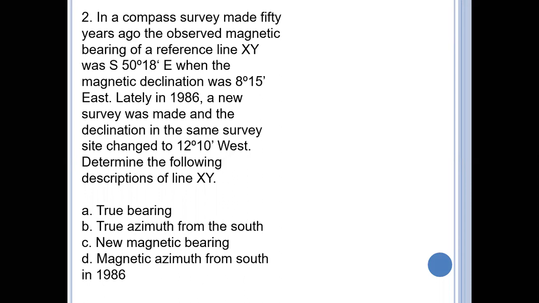There are the following descriptions of the line XY. First, the true bearing. Second, true azimuth from the south. Third, new magnetic bearing. Fourth, magnetic azimuth from the south in 1986. Okay, so let's try to draw the required figure.